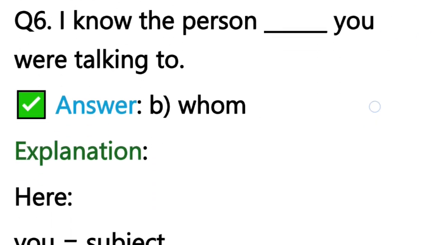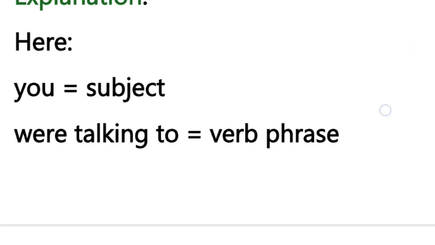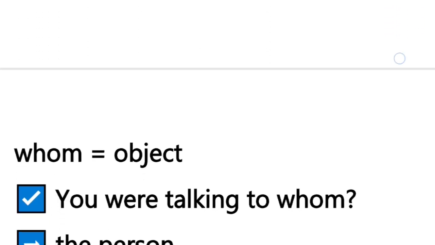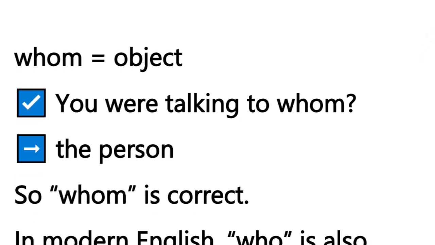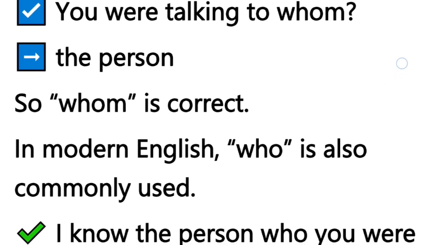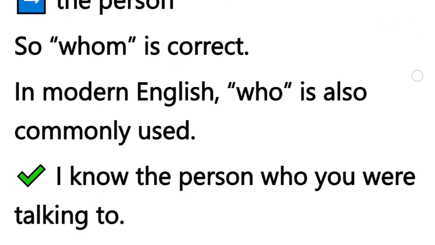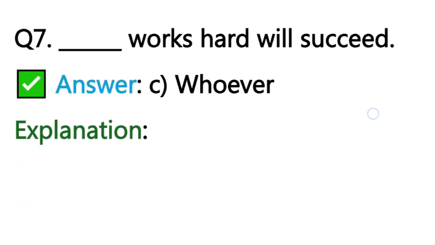Question number 6. I know the person dash you were talking to. Answer will be, I know the person whom you were talking to. We have used whom because the person is the object. So we have used whom with this. Who is subject over here? Were talking to is a verb phrase and whom is object. So you were talking to whom? Answer will be the person. So whom is the correct answer over here. But in modern English, who is also commonly used. So it can also be written as, I know the person who you were talking to.